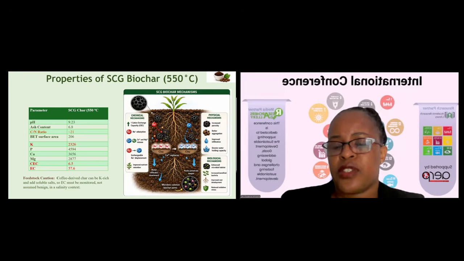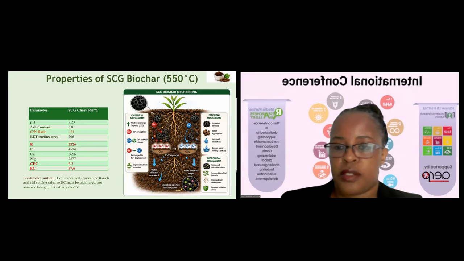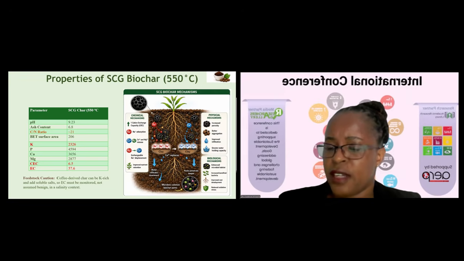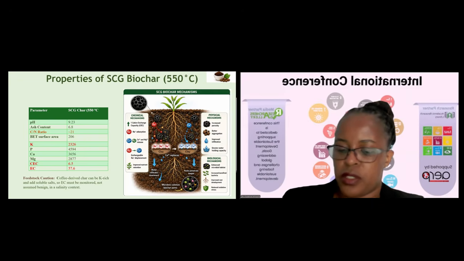So this is just an illustration of some of the mechanisms of the spent coffee grounds. Outside of resolving the salt problem, they contain some nitrogen. They contain higher nitrogen than most of the other plant-derived residue biochars. So it's very good for increasing soil porosity and better aggregation. It can improve infiltration, and biochar can also act as an enhanced microbial habitat in soils.